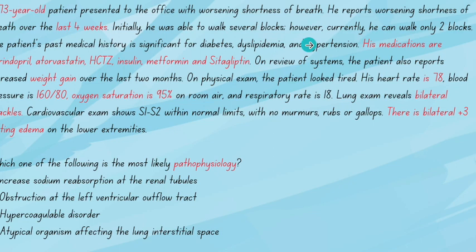This past medical history is very common. You're going to see it on MCQs, whether you're writing the US or Canadian licensing exams. And whenever you have a combination of dyslipidemia, diabetes, hypertension, you have to think about metabolic syndrome. And this patient most likely has metabolic syndrome. His medications are perindopril, atorvastatin, hydrochlorothiazide, insulin, metformin, and sitagliptin.